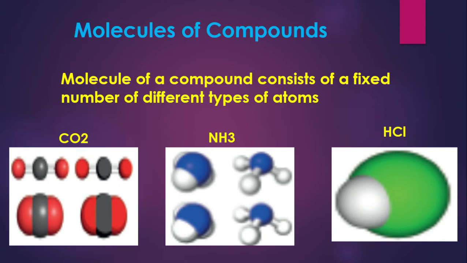Molecule of compounds. A molecule of a compound consists of a fixed number of different types of atoms. Carbon dioxide, CO2, contains carbon and oxygen. Ammonia, NH3, contains nitrogen and hydrogen. Hydrochloric acid contains hydrogen and chlorine.